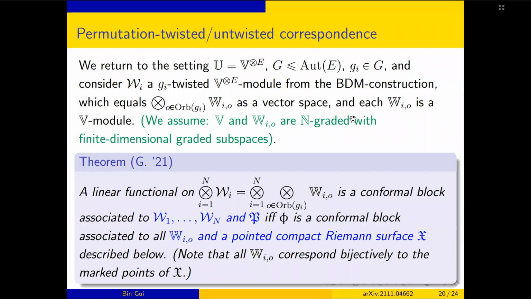I recall this because this point is quite important for the twisted and untwisted correspondence. And next, this is the main result.